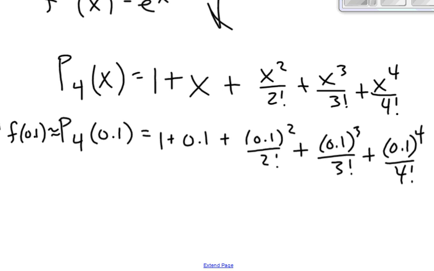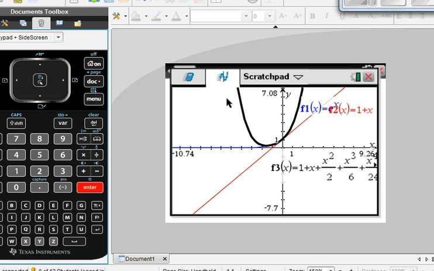I'm going to put this polynomial into the calculator and see how closely it fits e to the x. What you see in blue, and you can barely see the blue anymore, close to the x-axis, that was e to the x. The red line is the tangent line to e to the x at 0. The black is that polynomial approximation, the fourth degree Taylor polynomial. And notice that on the right side of the graph it has completely covered up e to the x.